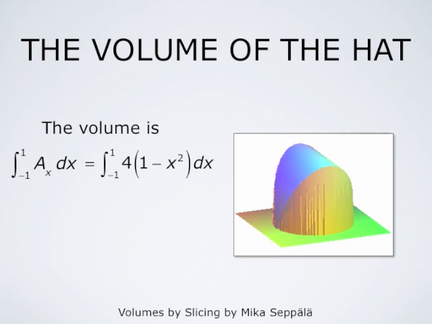This function 4 times 1 minus x squared is easy to integrate. An antiderivative is 4 times x minus 4 over 3 x cubed, and we substitute to this from -1 to 1, and we get the answer that the volume of this hat is 16 over 3 volume units.